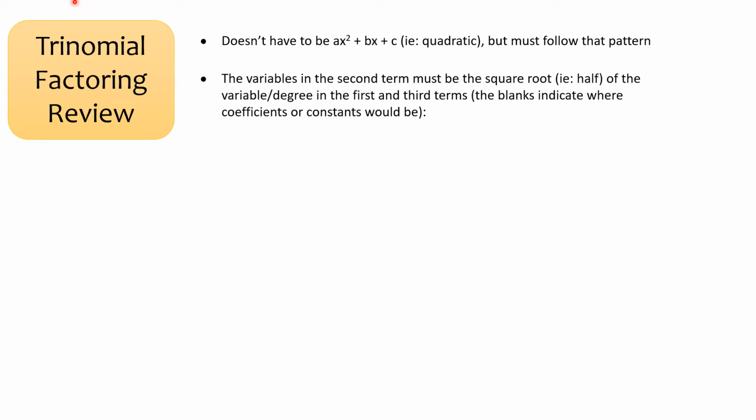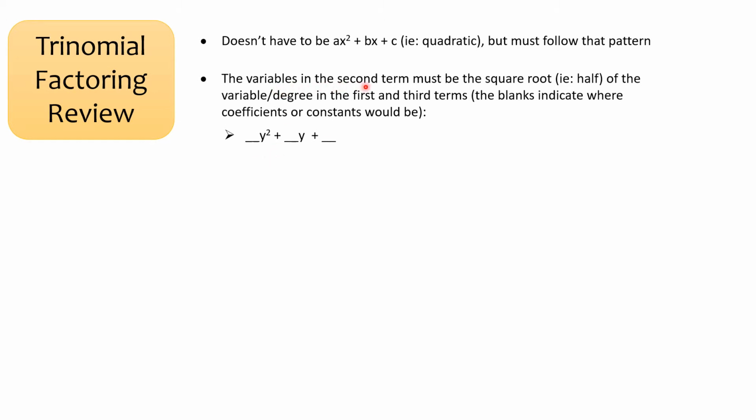So let's review trinomial factoring. A trinomial doesn't have to look like this. We're used to seeing this quadratic, meaning a power of 2. It doesn't have to look like that. What does have to happen are, and I'll go over this in a bunch of examples here, let me put the first one up. The blanks you see, they just indicate where coefficients or constants would be. I'm not going to put any numbers in here just to not confuse it. I want to focus on the variables.